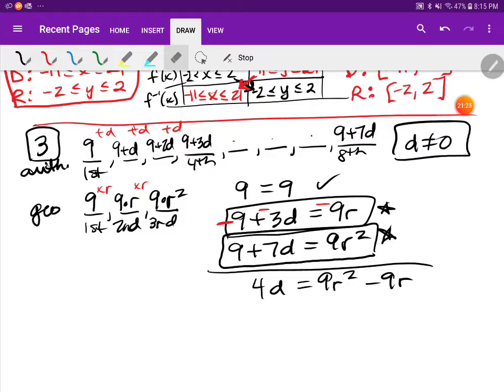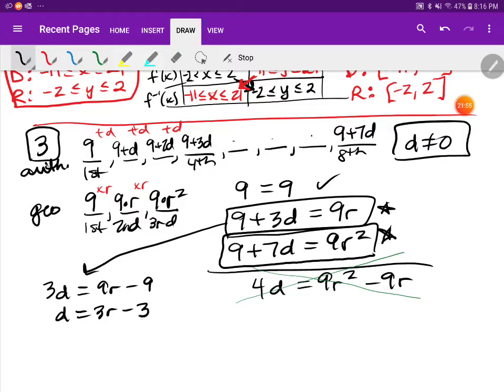Now, usually I would lightly erase with a pencil. So here's my light erasing with a pencil, so I can unerase later if I like it. But I think I'm going to change my mind. I'm going to make the d's match, or let me just use substitution. So 3d equals 9r minus 9, d equals 3r minus 3. Substitute this into this d. Okay, this seems like it's going to work. So that's 9 plus 7 times (3r minus 3) equals 9r squared.